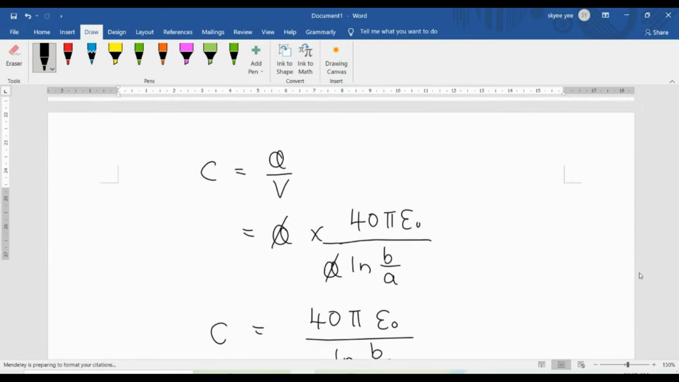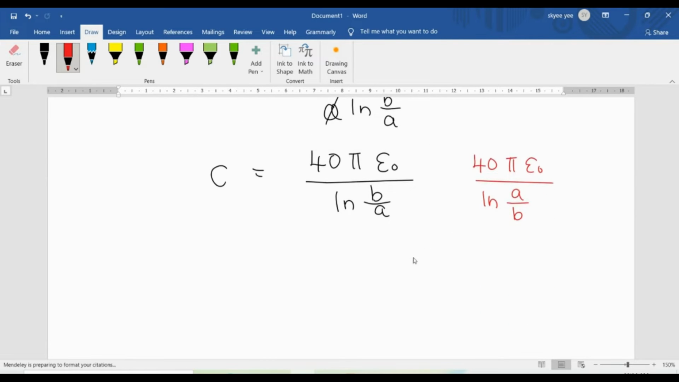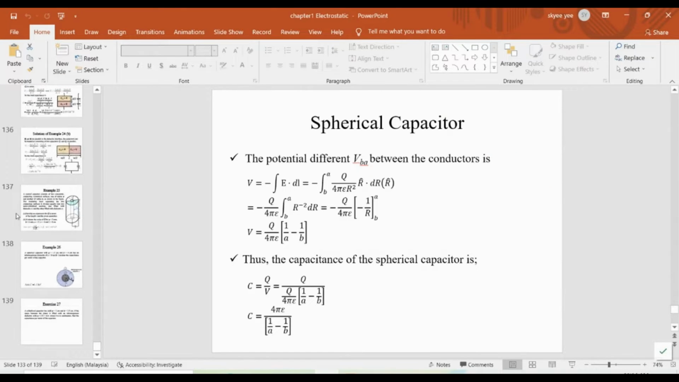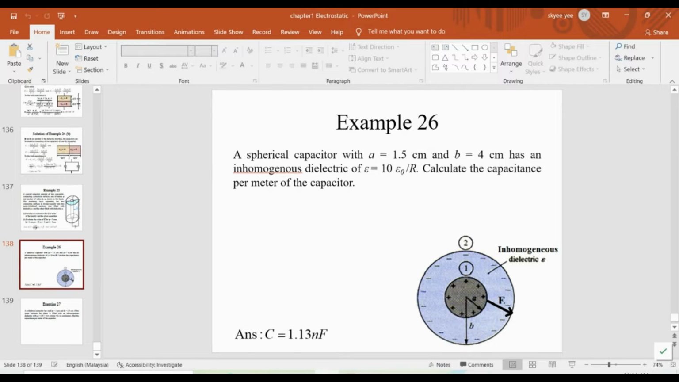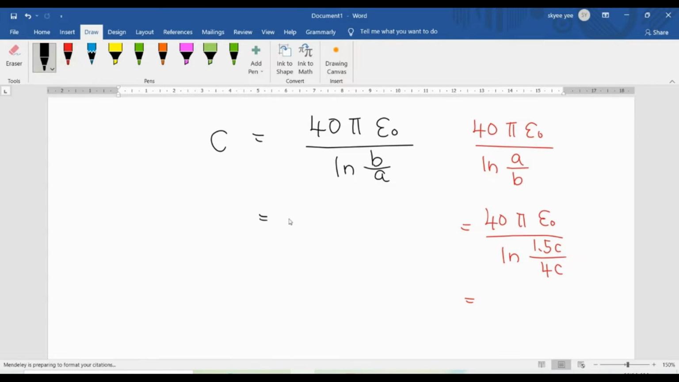Let's see what happened. Of course, the C will be different. The C will be 4π epsilon naught, ln A over B, if you consider the negative. So let's see what's the answer for this when you replace the value. The value of A is 1.5, B is 4. So you calculate 4π epsilon naught ln 1.5 and 4 centimeter. 4 centimeter, correct? 1.5 centimeter. Please calculate the answer for this. And for this one, it will be 4π epsilon naught, and ln 4 cm over 1.5 cm. C is centimeter, you can cancel it.